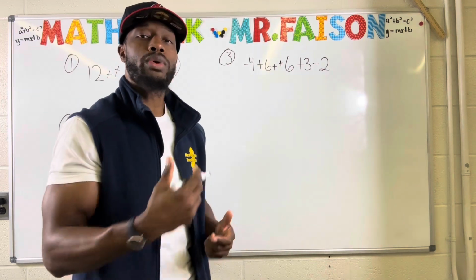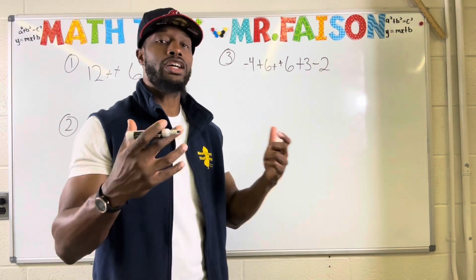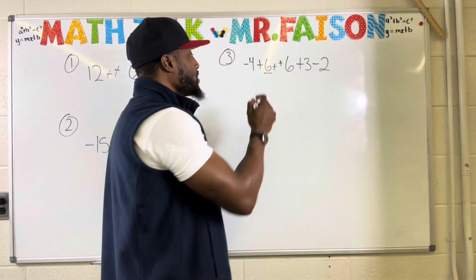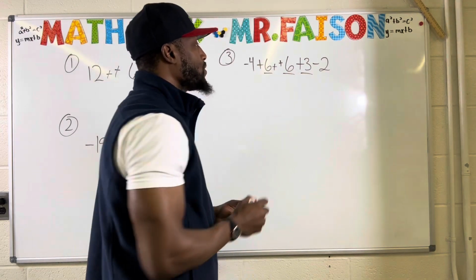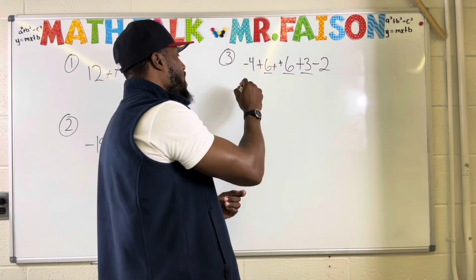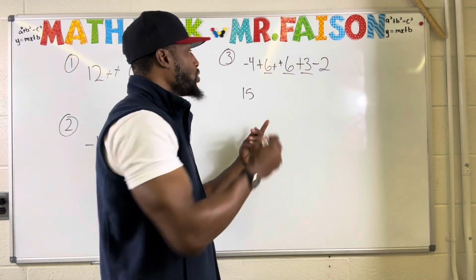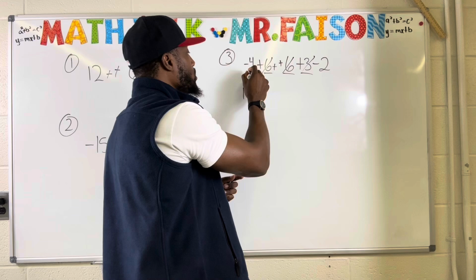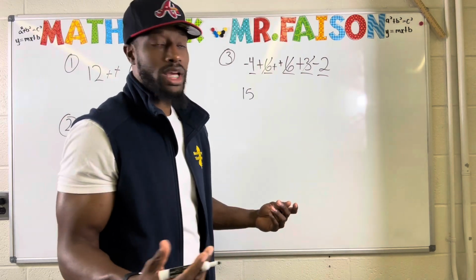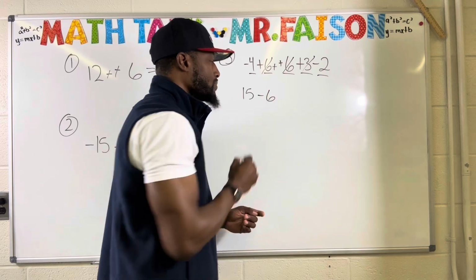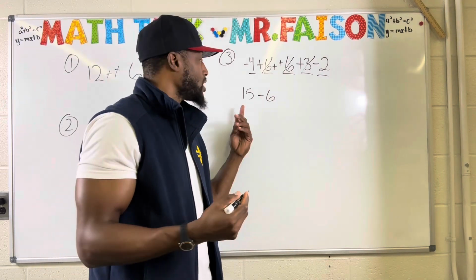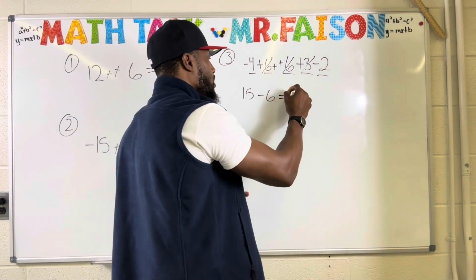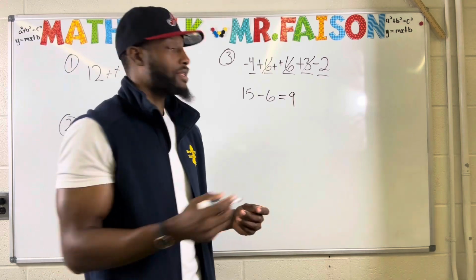Now what I like to do when I see long problems like this is I'll take all my like terms and put them together. So what I'm gonna do is take my positive numbers first. I have a positive 6, another positive 6, a positive 3. If I add all of them up, I have a positive 15. Now, I don't need those anymore. I can mark them out. Now I'm gonna go with my negative numbers. I have a negative 4 and I have a negative 2. If I put them two together, I have a negative 6. All right? Now all I'm gonna do is solve this. 15 minus 6 is 9. That's my answer.